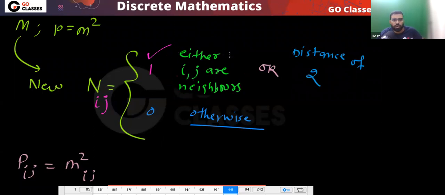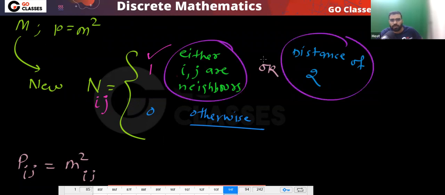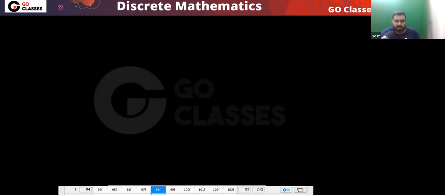Either they will be neighbors or they have distance of 2, or both of them. Okay, so you can see, either they will be neighbors or they will have distance of 2. In this situation, you put 1 in the new matrix, otherwise 0. So now let's understand what this is saying.